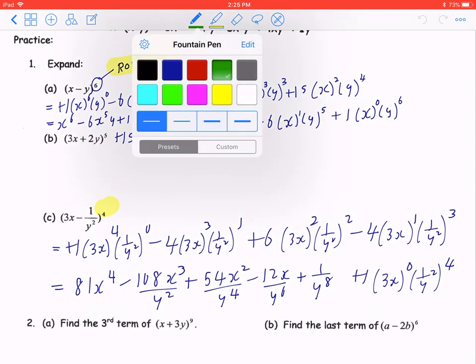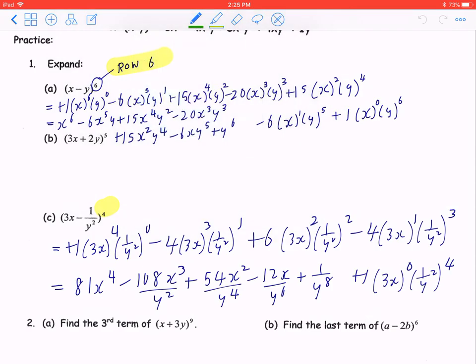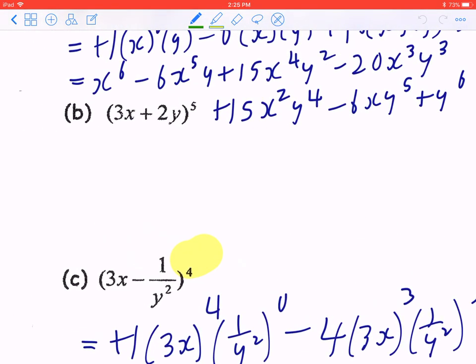In the last part of part 2, we finished with example 1a and 1c. We're going to continue with 1b: 3x plus 2y to the power of 5. So again, the first step is to recognize that the exponent is going to be 5, which means you're going to copy this 6 times.